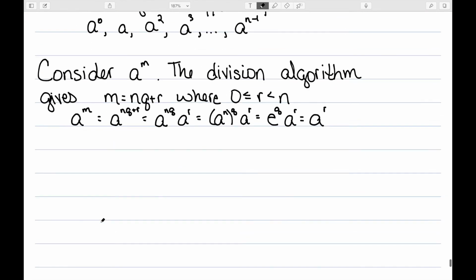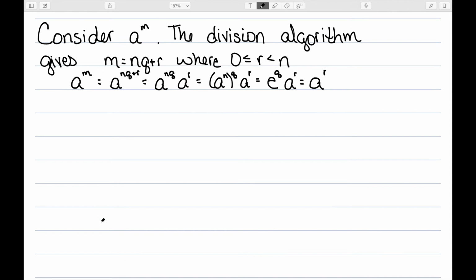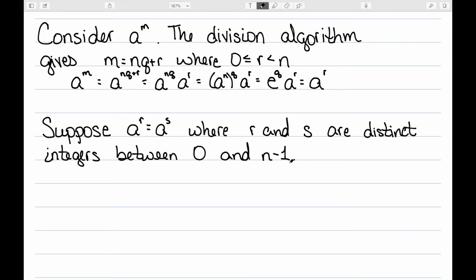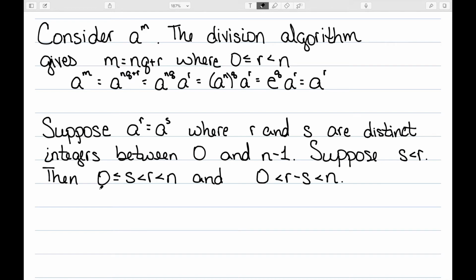The next thing we want to do is prove that everything on this list is distinct and different. There's no repeats. So let's suppose it's not true. Let's suppose that a to the r is equal to a to the s, where r and s are distinct integers between 0 and n minus 1. So I have two on my list that are the same. Let's suppose s is the smaller of the two. Then we have that 0 is less than or equal to s, which is less than r, which is less than n. And as a result of that, 0 is strictly less than r minus s, which is strictly less than n.